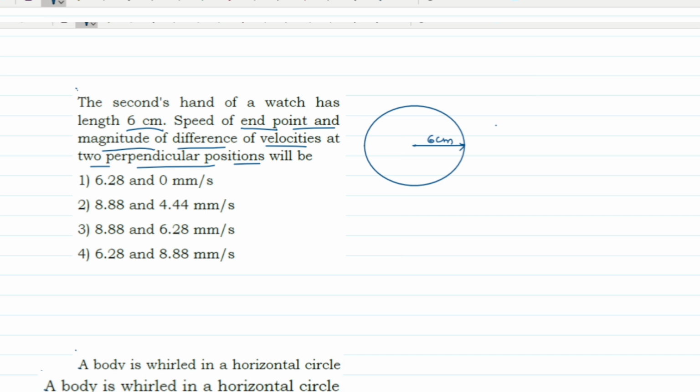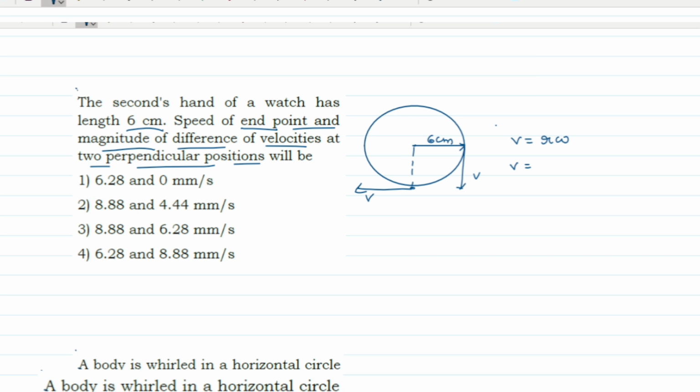So here this is one velocity you have to consider while it's moving, and the moment when it comes here you can take this velocity as v. First we need to calculate the speed at the endpoint. Here v equals r omega, the relation between linear velocity and angular velocity. The radius is the length of the seconds hand, which is 6 centimeters.